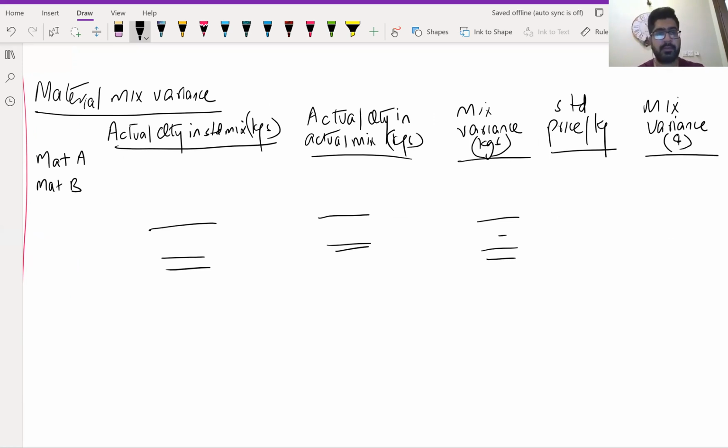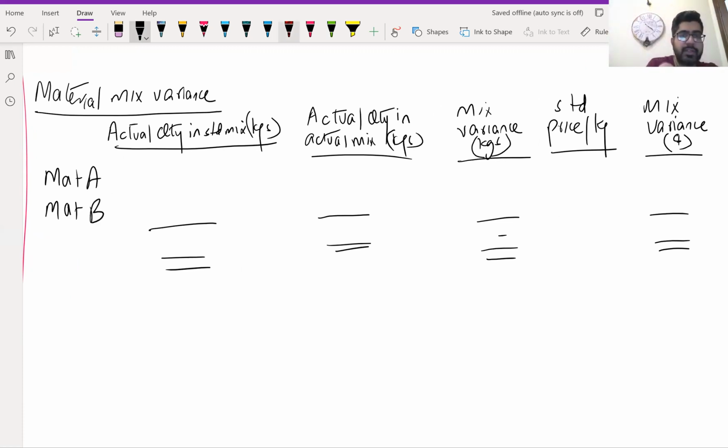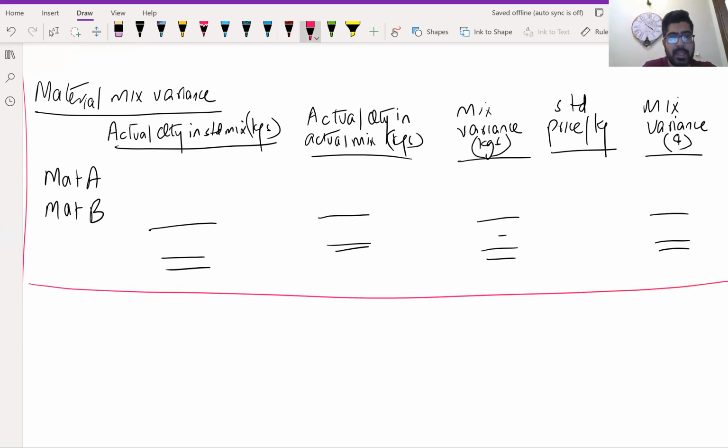This is the format of mix variance. I need to learn it. Whatever materials are there, maybe in the next question I get 4 materials, I will make 4 rows. But here I'm getting 2 materials, so 2 rows, material A, B. The columns are actual quantity in standard mix, actual quantity in actual mix, mix variance kg, standard price per kg, currency.